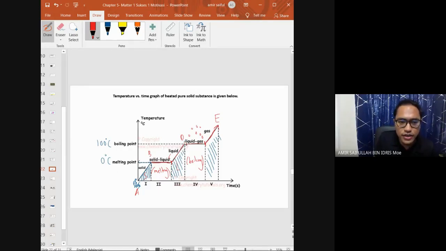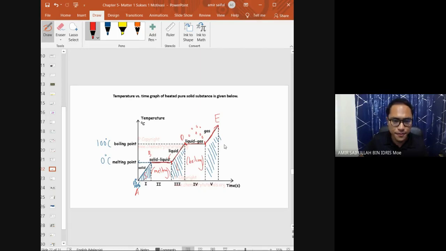Once they reach the boiling point, all the liquid will change. When they change in the boiling process, there is no change in the temperature. The temperature will remain constant. And after all the liquid has changed to gas, only then will it continue to increase and so on. Okay, so this is the graph that is very important. Favorite question. Okay, can you understand this? Who has any question?